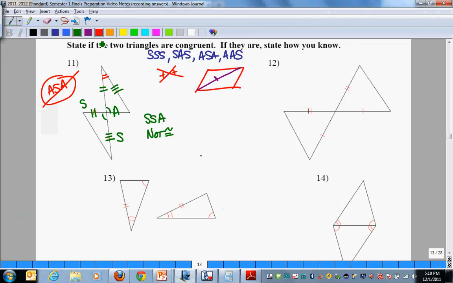In 13, we have a pair of angles. We're going to put an A. We have another pair of angles. We're going to put an A. And then a pair of sides, we put an S. We have two pairs of angles and then a side. This is going to be angle, angle, side. I call that a tail. Angle, angle, side.